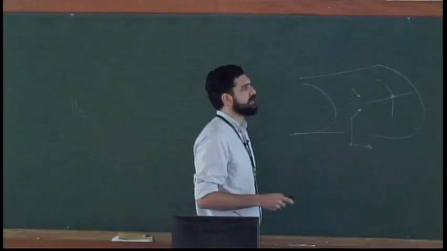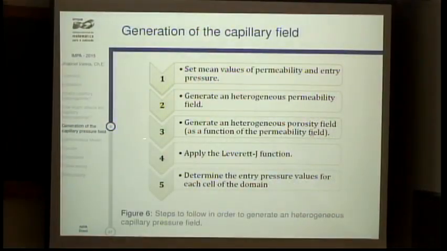So basically, this is the process that we need to follow in order to generate the heterogeneous entry pressure field. First, we have to set some average or mean values of permeability and entry pressure. Then we have to generate a heterogeneous intrinsic permeability field via some correlation. Then we need to generate a heterogeneous porosity field, and the porosity field should be somehow dependent on the permeability.